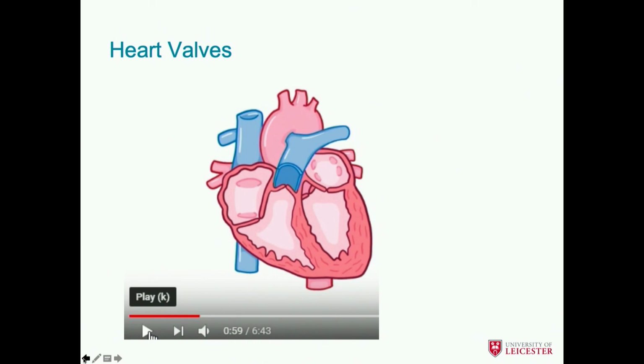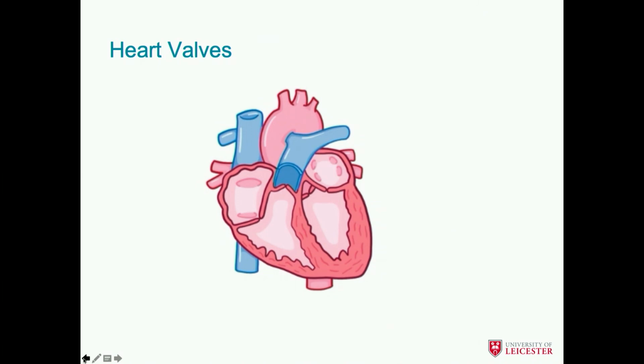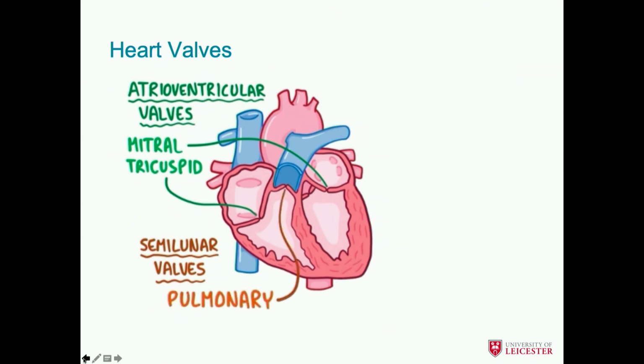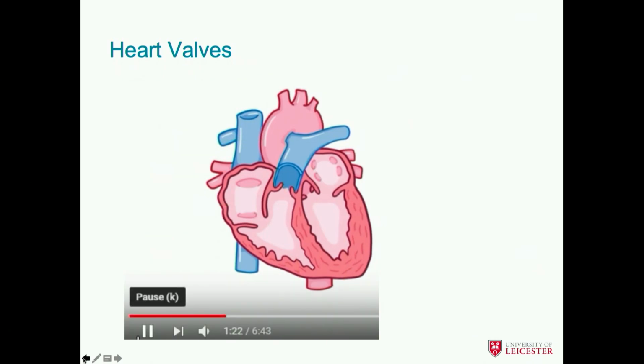So, because we're talking about the heart valves, let's quickly recap the names and the locations of the valves. I've got a slightly different animation here just to show you. So, we've got two atrioventricular valves. These sit between the atria and the ventricles. On the right-hand side, we've got the tricuspid, and on the left-hand side, we've got the mitral. We've also got semilunar valves, which are called that because of their shape. And again, on the right-hand side, we've got the pulmonary, and on the left-hand side, we have the aortic.